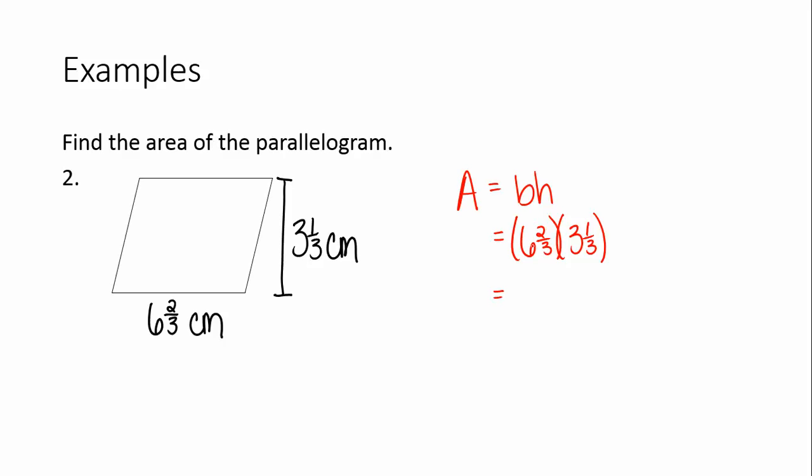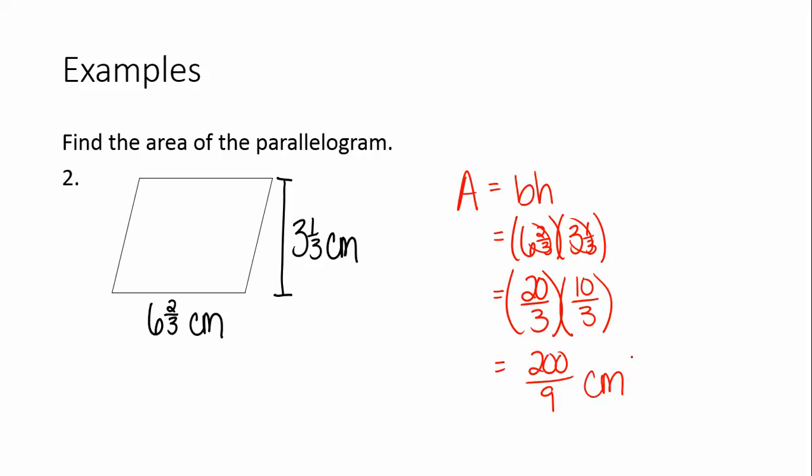Remember, we want to candy cane both of these numbers. So it's going to be 6 times 3, which is 18, plus 2. So we get 20 over 3. And then 3 1/3, 3 times 3 plus 1 is 10 over 3. And now when you multiply across the top, you get 200 over 9. And then you can check to see if that can be reduced. You can change it back to a mixed number if you'd like. But it cannot be reduced, and so we just need to add our units, centimeters, and remember they're squared. So the area of that parallelogram would be 200 over 9 centimeters squared.